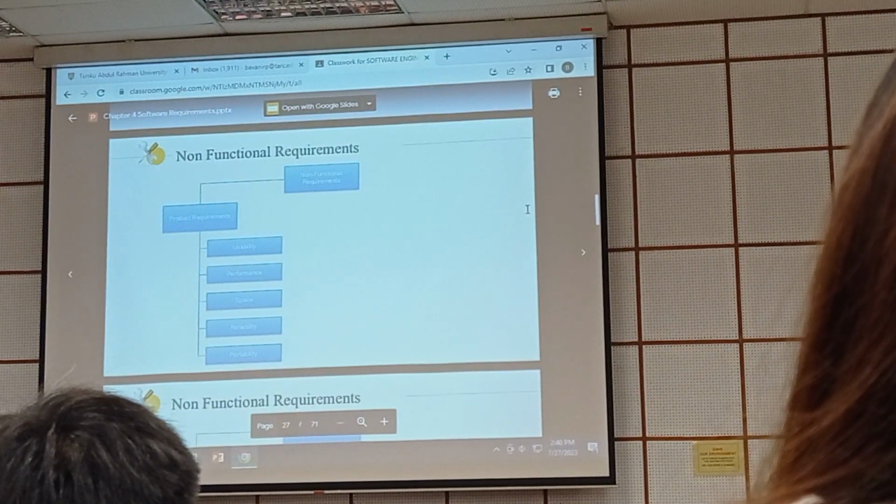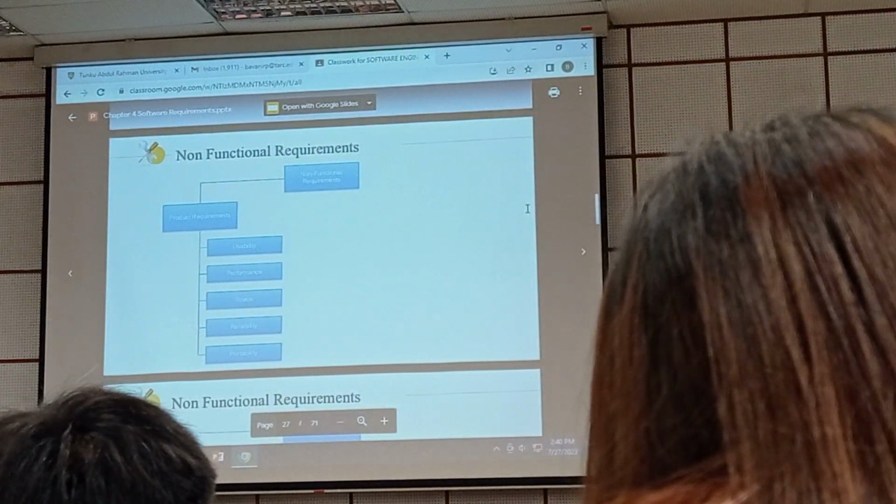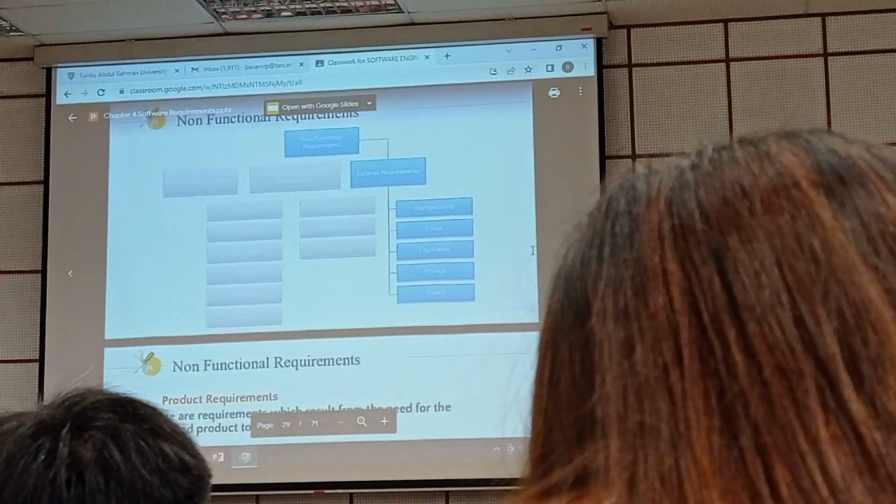Product requirement is the software quality attributes. There's one chapter where we will talk about it.